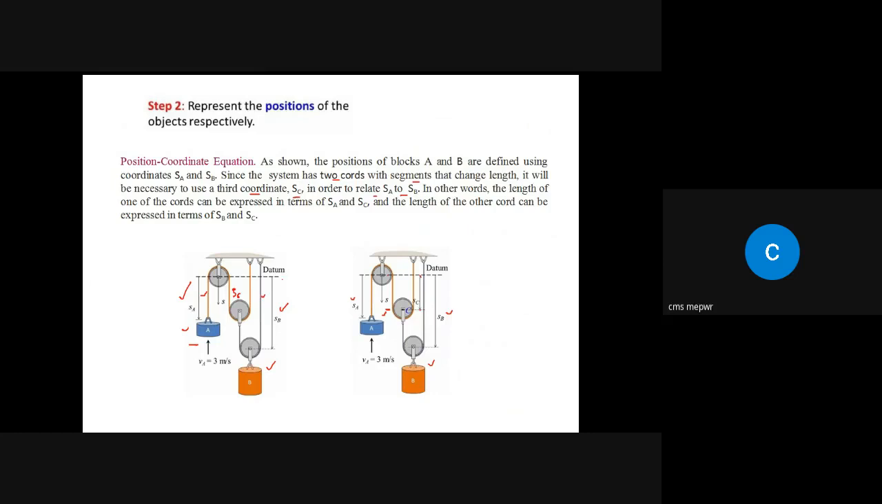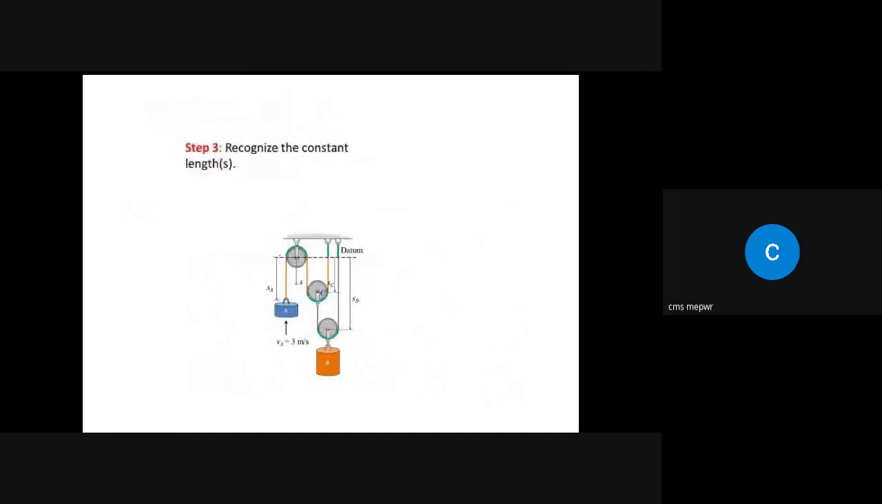The third step is to identify fixed lengths. This length is not changing, the one in green is not changing, this is also not changing, this one is not changing, again this one is not changing. So we set up coordinates and represented the different positions of objects, and then in the third step we identified the constant lengths, those which are not changing during the motion or within the given system.